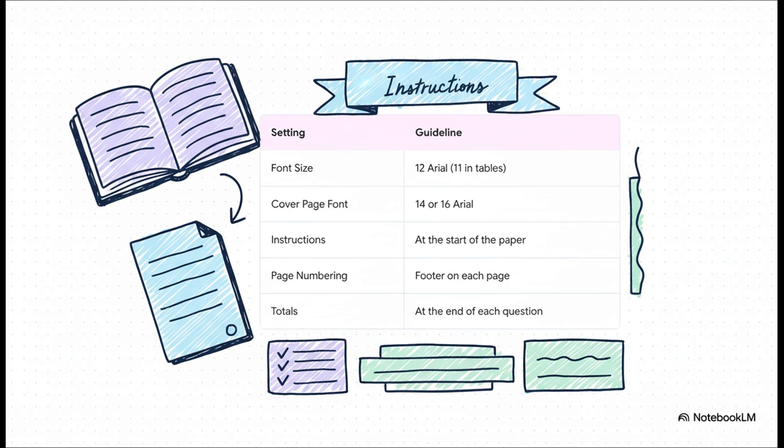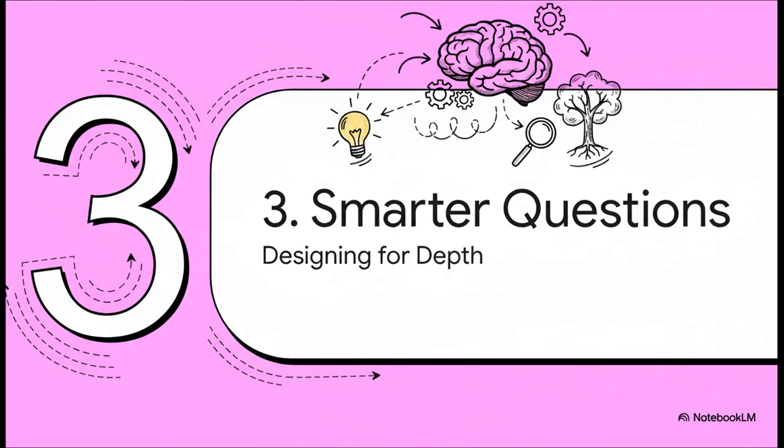This little table here is a brilliant summary of the key rules for a clean layout. See that? A slightly bigger font for the cover page, putting instructions right at the beginning, page numbers on every single page. These little things add up to a professional, organized test that helps students feel more confident and less overwhelmed. All right, our blueprint is ready.